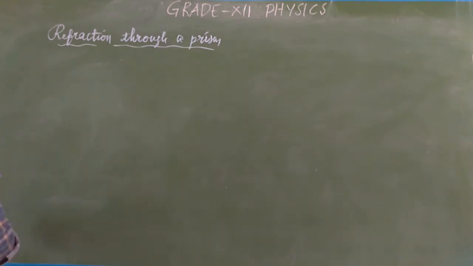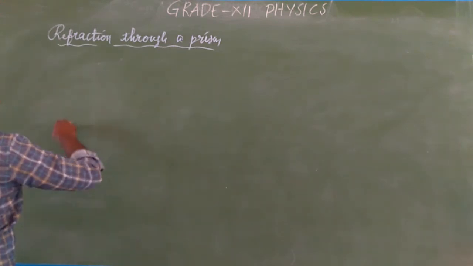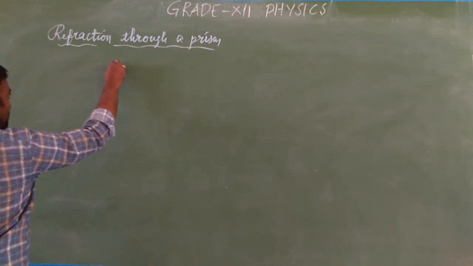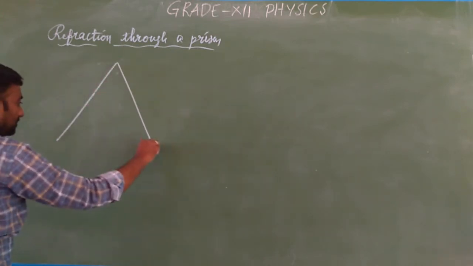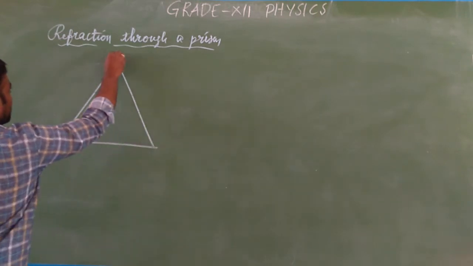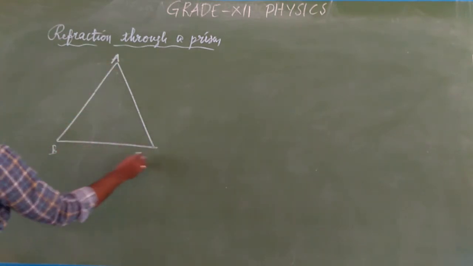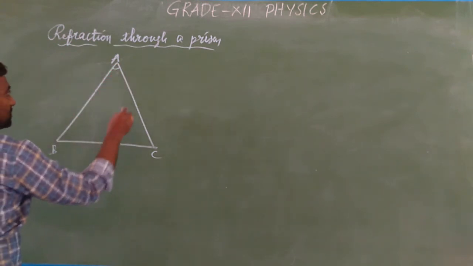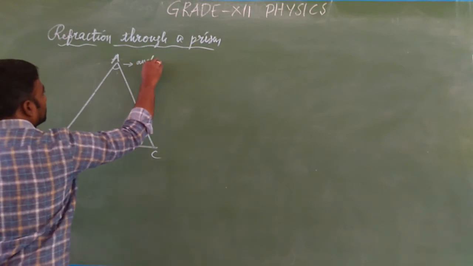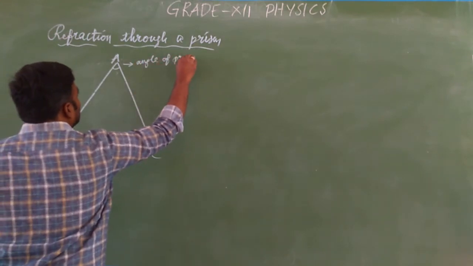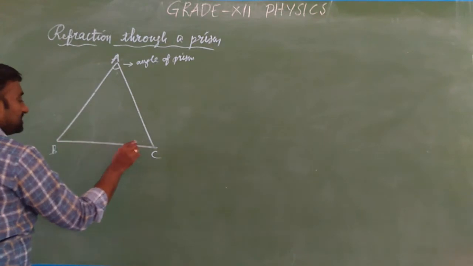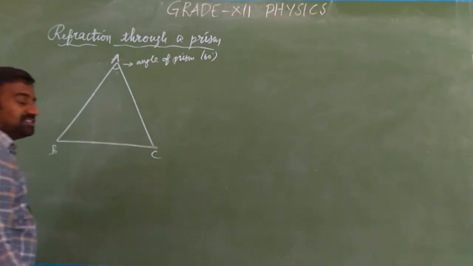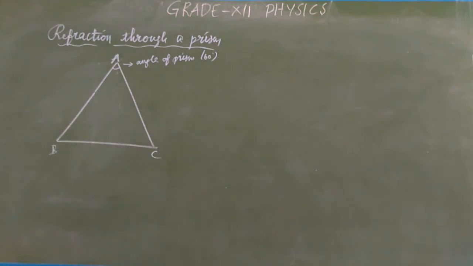Let us take the glass prism on a white sheet. Place the glass prism on a white sheet and draw the boundaries using a pencil. ABC is the boundary of the glass prism. It is an equilateral triangle, so all the angles are equal. So the angle of the prism is 60 degrees, because 60 plus 60 plus 60, 3 into 60, is equal to 180 degrees. For a prism, the angle of the prism is always constant, that is 60 degrees.